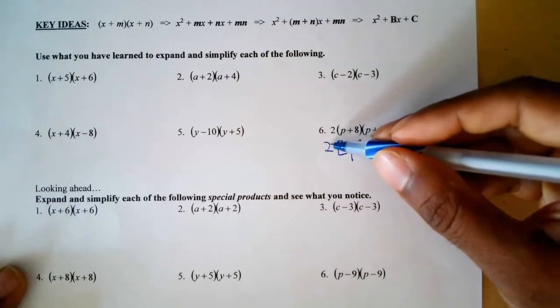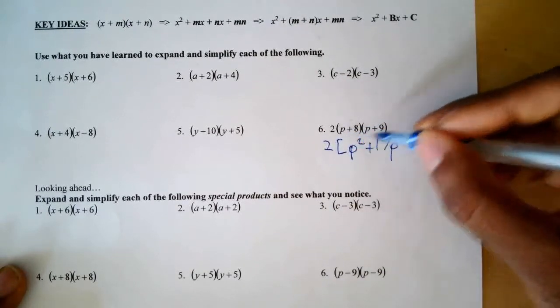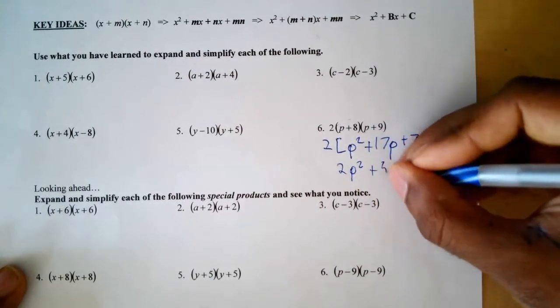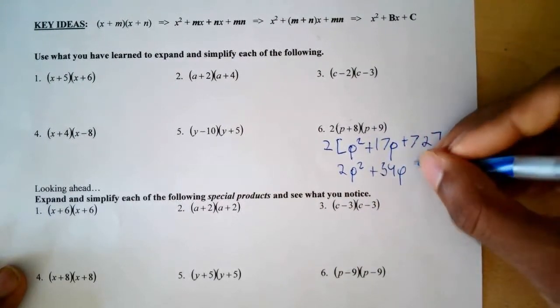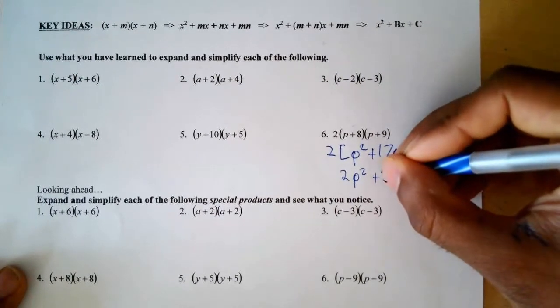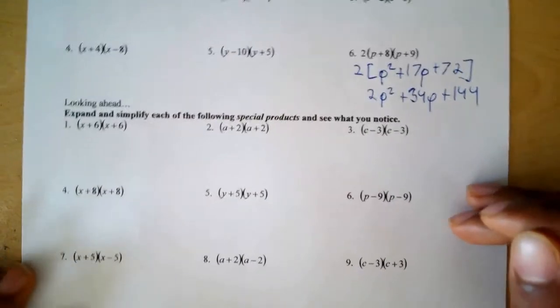And now we're just going to multiply the 2 inside to each of these terms. So it's going to be 2p squared plus 34p plus 144. Yeah, easy. And hopefully you can read that.